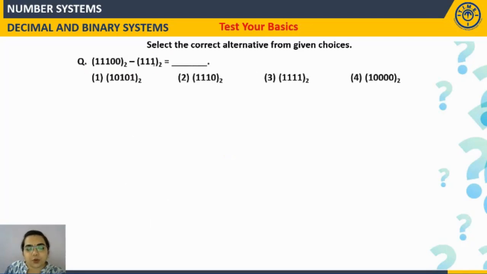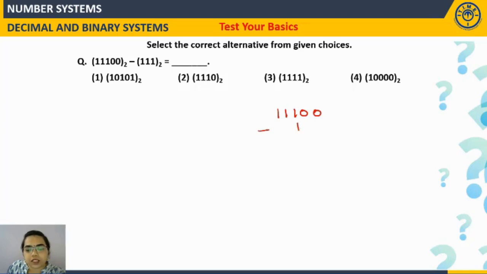11100 to the base 2 minus 111 to the base 2 equal to dash. Let's see the options. 10101 to the base 2, 1110 to the base 2, 1111 to the base 2, 10000 to the base 2. Okay, let us see. What do we have here?